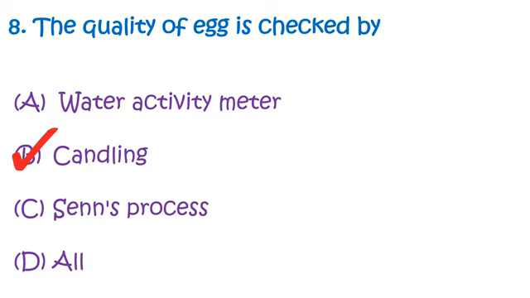So our option is the candling process. This is a very convenient method because without breaking the egg, we can check the quality from the outside.